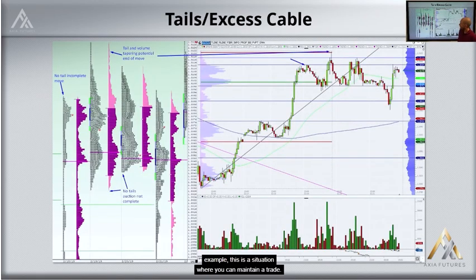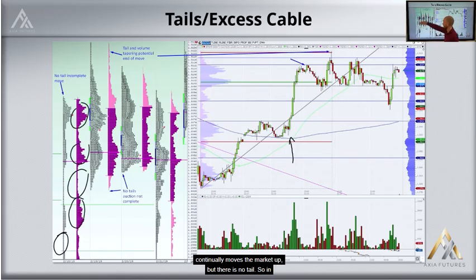Another example, this is a situation where you can maintain a trade. So that gold one, you'd already seen the direction established and market starts to balance, which kind of says to you the move is coming to an end, at least in the short term, and you're waiting for the next leg. Whereas here, you've got a move up in the pound, a trend type day, which is this day here. You get low volume, high volume, low volume, high volume, high volume. This continually moves the market up, but there is no tail.